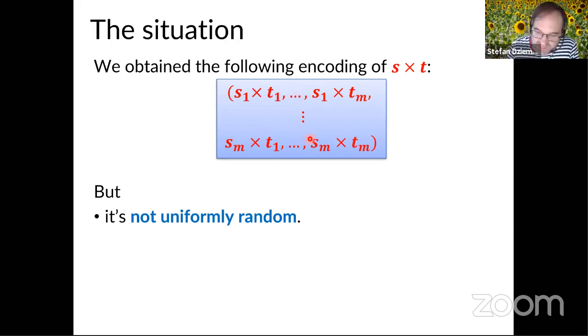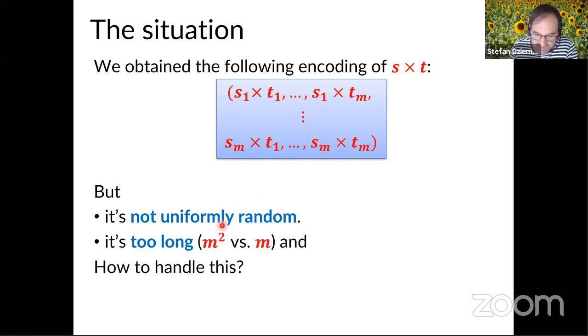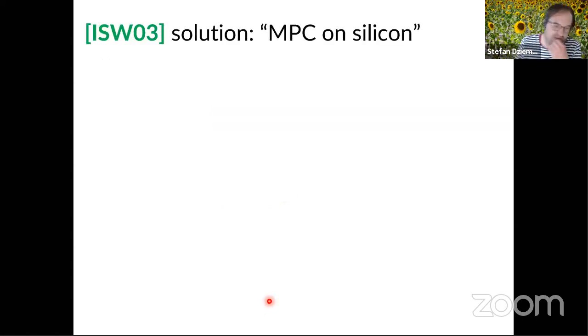It's not uniformly random, because it came as a product of two encodings. So it's easy to see that it's not a uniformly random encoding. And, which is even worse, it's too long. It has a length m squared, while we want encodings of length m. Maybe it's not a problem if you do it once, but if you do it multiple times, it definitely becomes a problem, because it really blows up the whole circuit. So you have the situation of how to handle this. There is no time for me to tell you the details. You should check the original paper in case you haven't seen it yet.